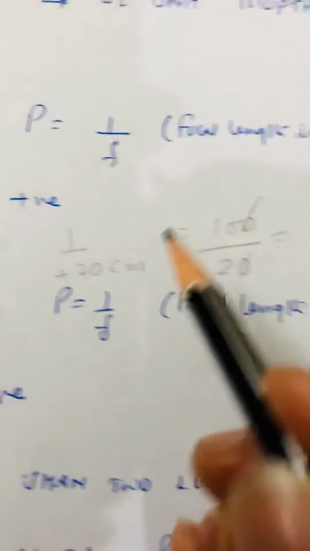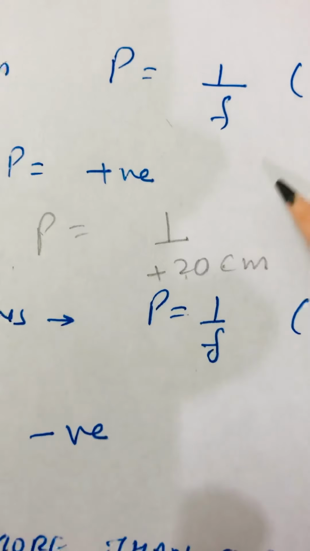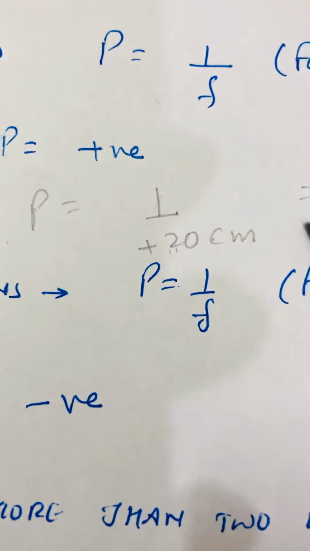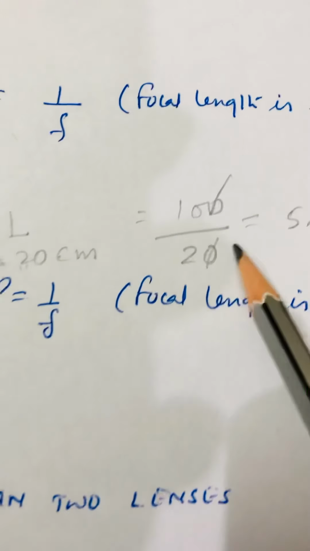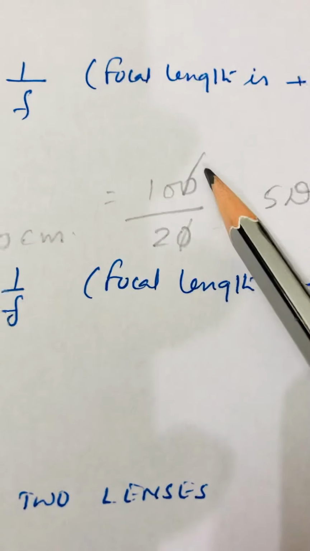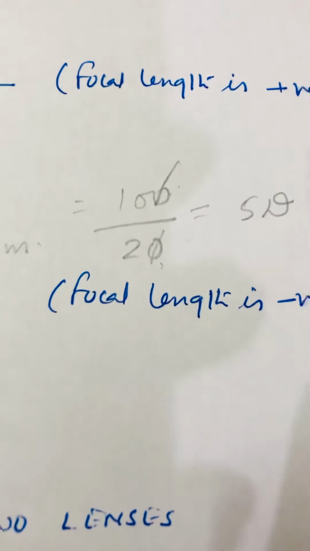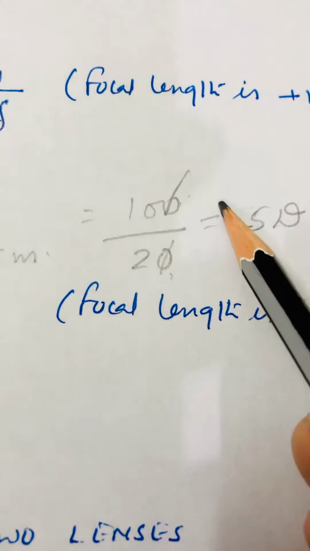So whenever you have to calculate power, the formula used is 1 upon focal length if the focal length is in meters. But if you take the focal length in centimeters, then the formula changes into 100 upon focal length. And you get power in positive terminology.